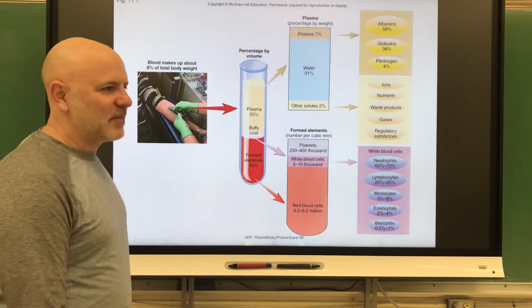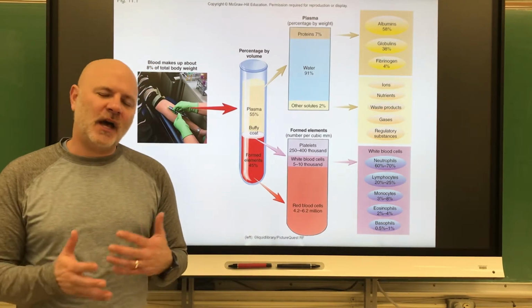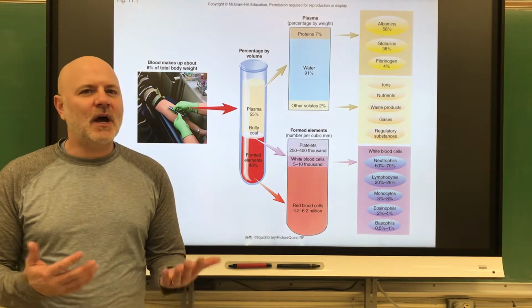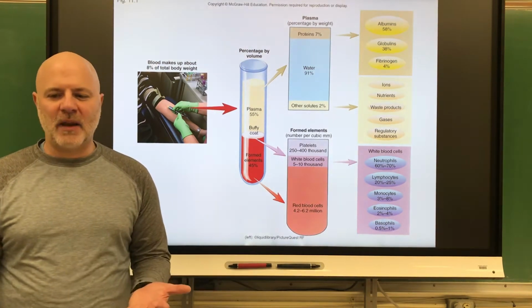Anyway, let's look at the composition of blood. So the average person has about 5 liters of blood. It's like 4 to 6 liters, but about 5 liters. All right, so if you really want to know, it's 8% of your body mass.